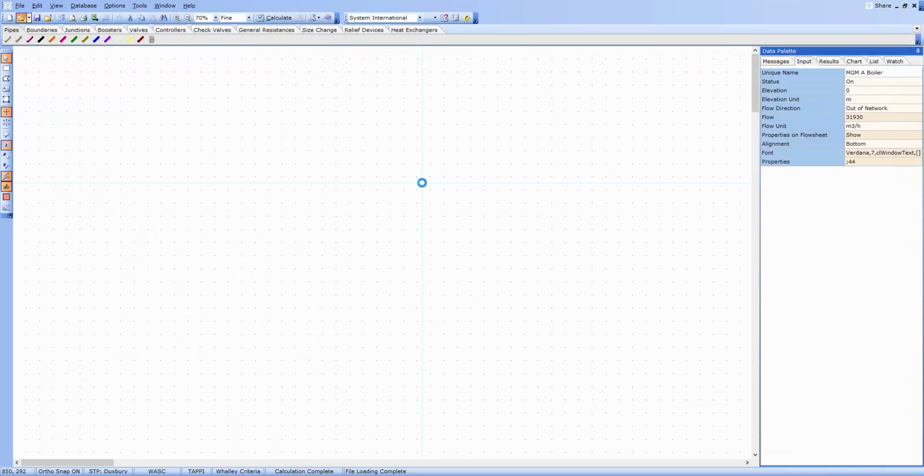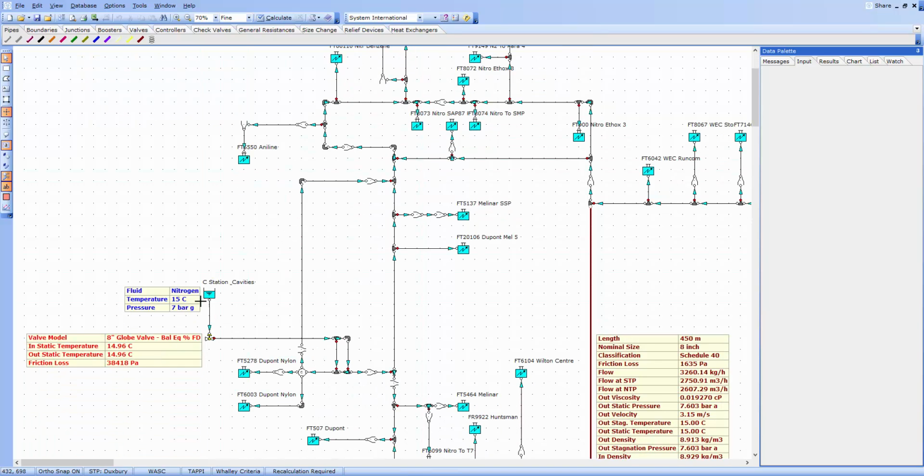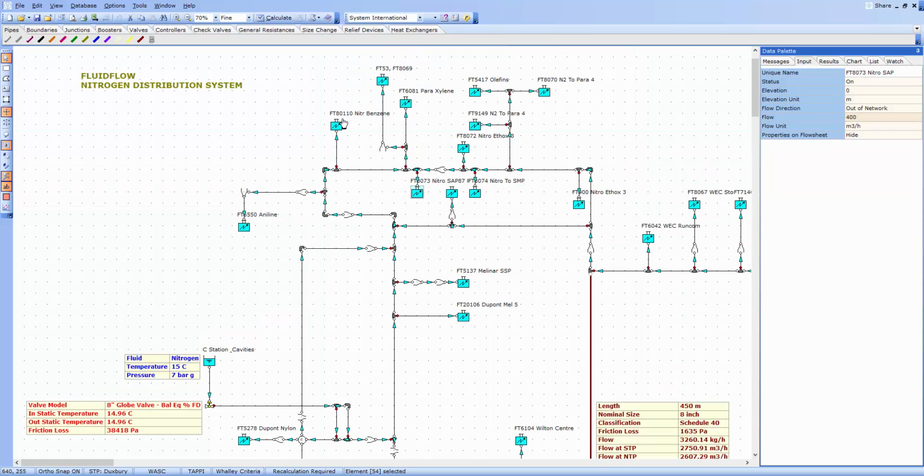This is a nitrogen distribution system. So I'll scroll down a little bit here. We can see the inlet point, 7 bar gauge of nitrogen passing through the system with fixed flow rates defined at various points in the system. So we've got 150 meters cubed per hour, 350, 600, 300, and so on. So the pressure required to achieve that defined flow rate is automatically calculated by the software.